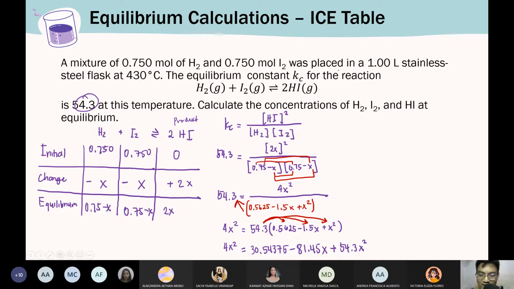Sakit na ng aking balikat. Malapit na. Gagawin, next. Yung 4x squared, lipat mo doon. Pagsamahin mo na sila. Okay? Lipat mo na siya doon sa other side ulit. So that will become 0 equals 54.3 x squared minus 4x squared. Bakit naging minus? Kasi when you transpose this to the other side, okay, it will become negative. No? Ano lang naman yan eh, plus minus lang.